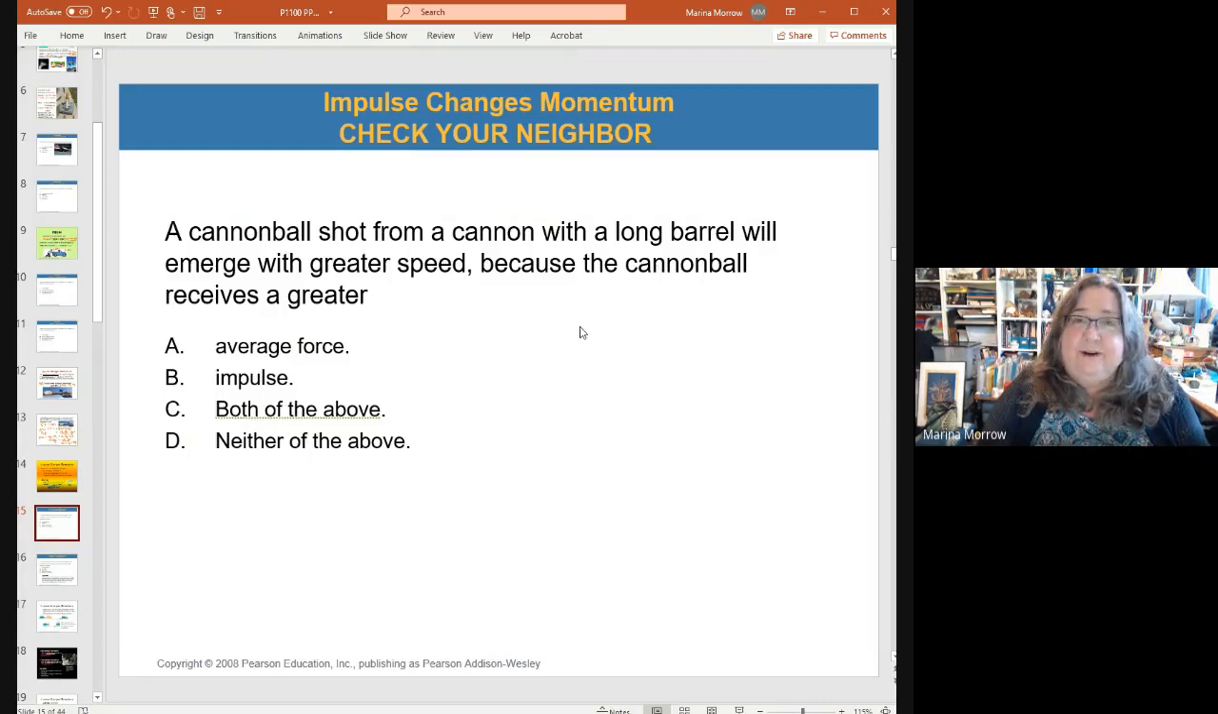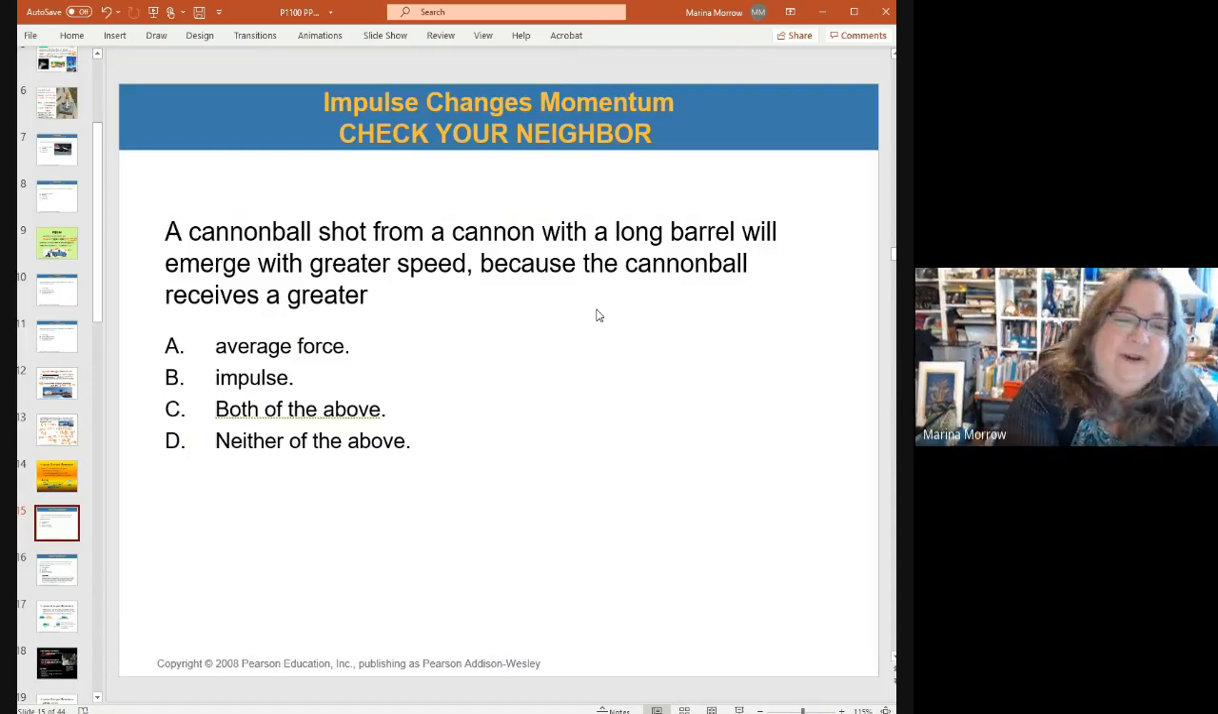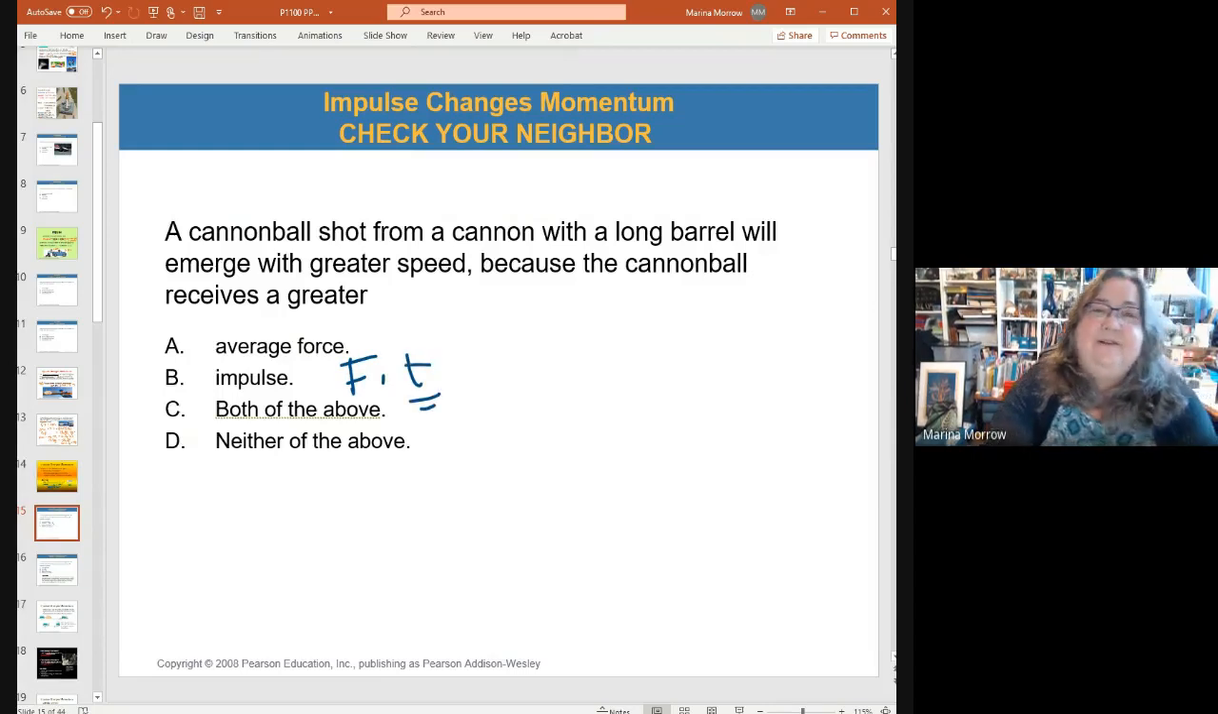Is it a greater force? Well, we don't know if there's more powder put in to make this cannon go. That's not necessarily the idea. What's the idea here is impulse, right? What is impulse? It's the force times the time. And that's what's getting greater there. The long cannon applies force for a longer time.